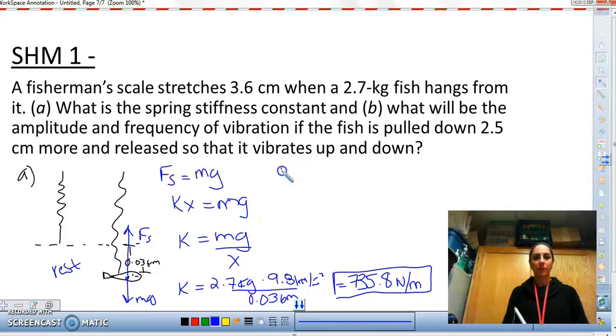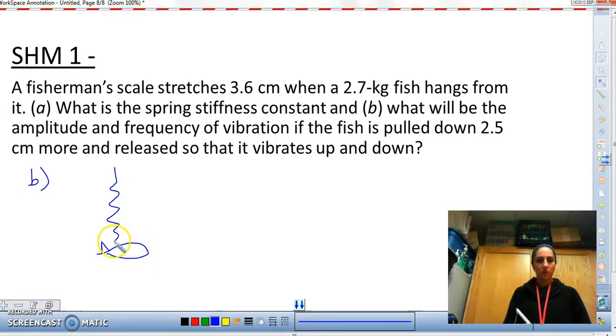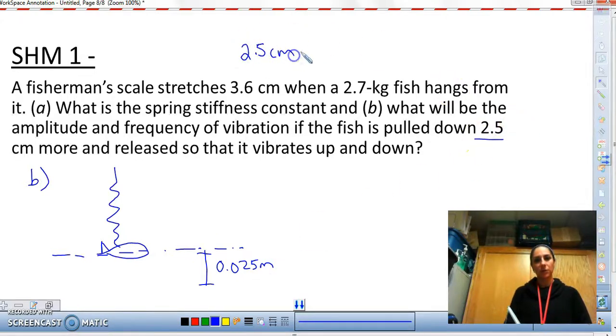So that's part A. Part B, now it says we start to oscillate it, right? So it's going to have an amplitude of that. And the question is, well, I already answered that question, but what's the frequency? So let's go ahead and just rediagram this. So now we have the fish, and then we're going to set that fish into motion. So notice we're going to draw a new line for that. It's 0.025 meters. So once again, I'm going to convert that centimeters into meters.